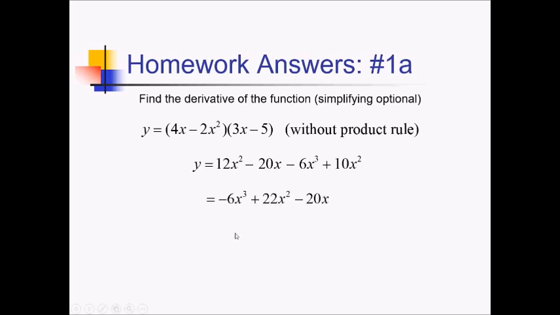And now just using power rule from left to right, this will be negative 18x squared plus 44x minus 20.